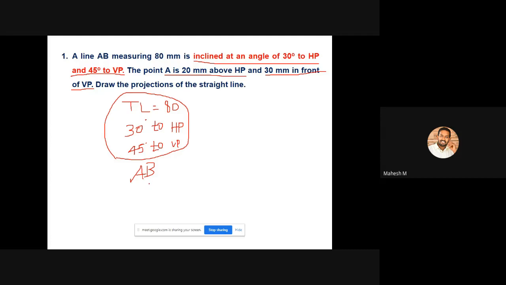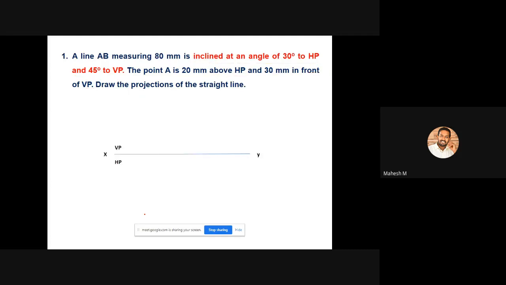Any doubts regarding the question, you can ask me right now, or else I will move on to the problem. Initially, the first thing you have to do is create the horizontal reference line. Name it X and Y, and then write the names of the planes. Above the reference line, mark it as VP, and below the reference line, mark it as HP. Next, you have to pick the point called A.